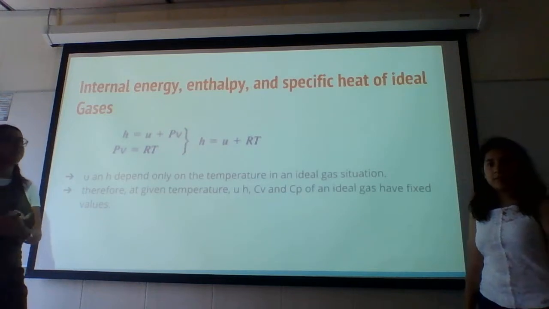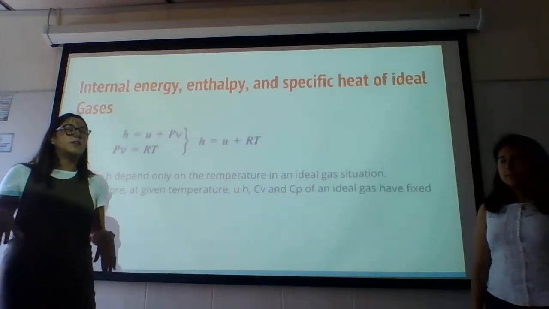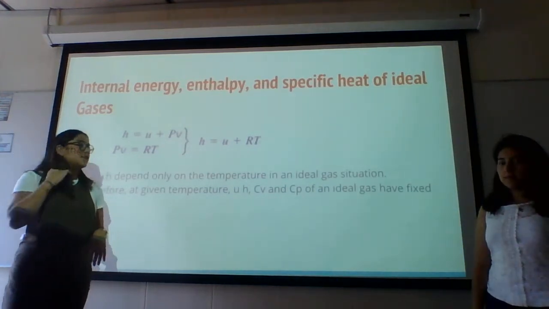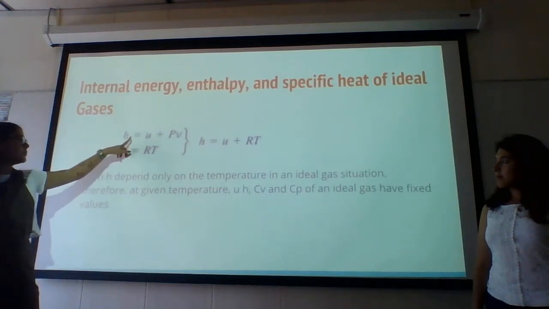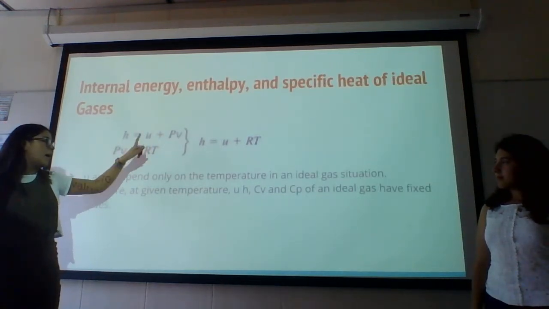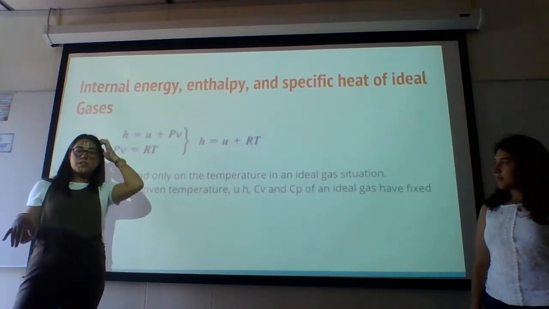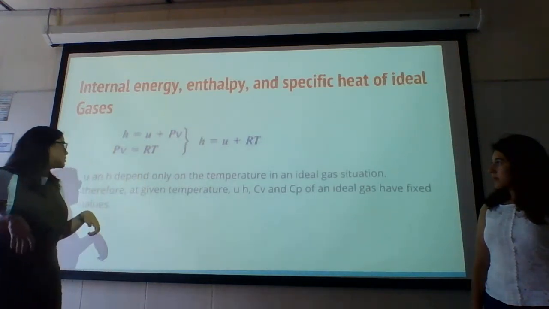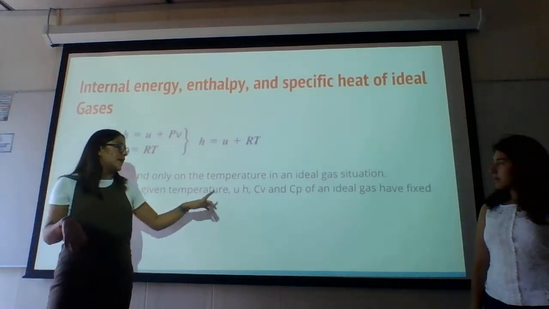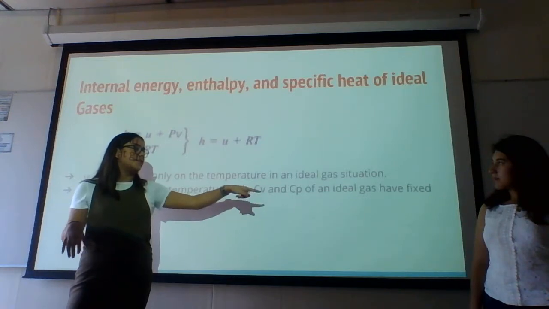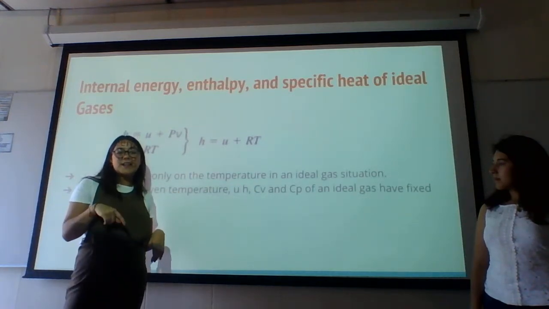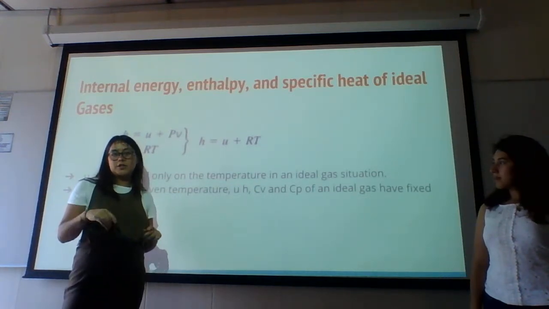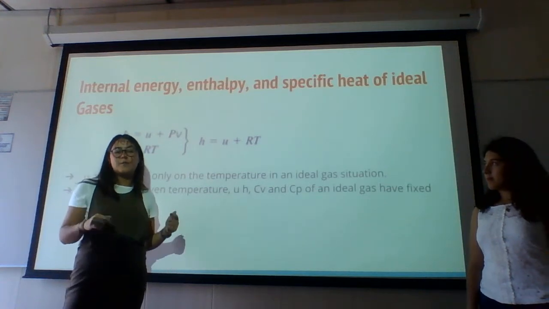And internal energy, enthalpy and specific heat of ideal gases. Here we know that the enthalpy and the internal energy are only dependent on the temperature in this case. So therefore we're given the U, the H, the Cv, and the Cp. For an ideal gas, they have fixed values, they don't change, and we can find them in our tables.